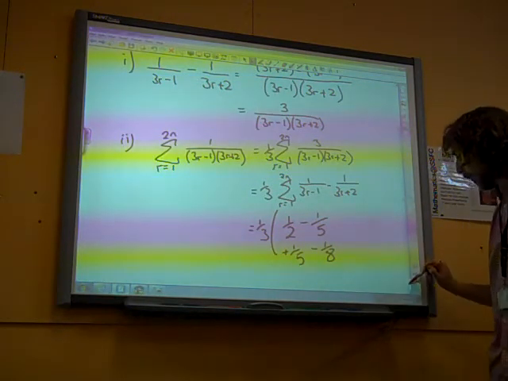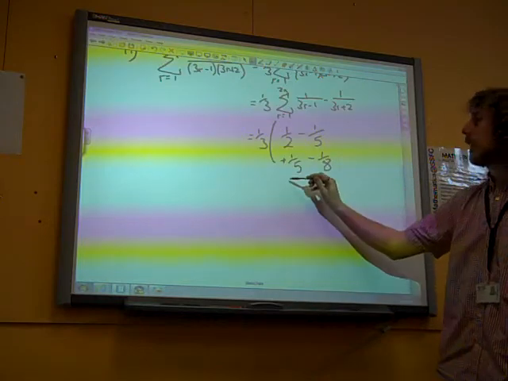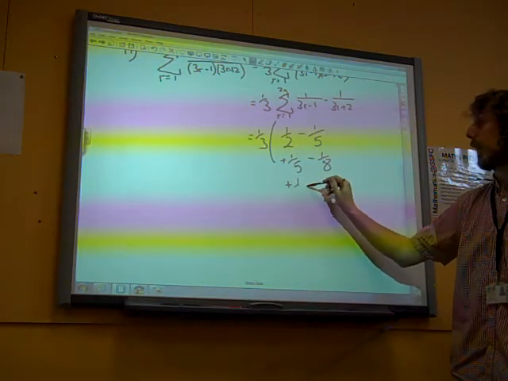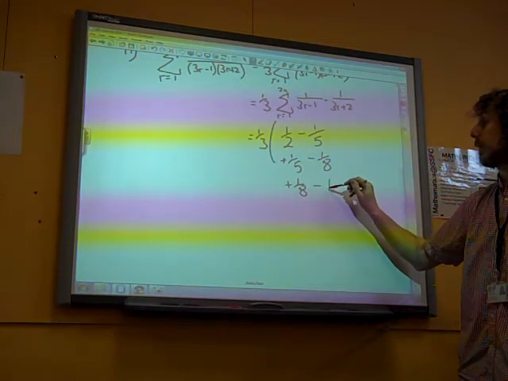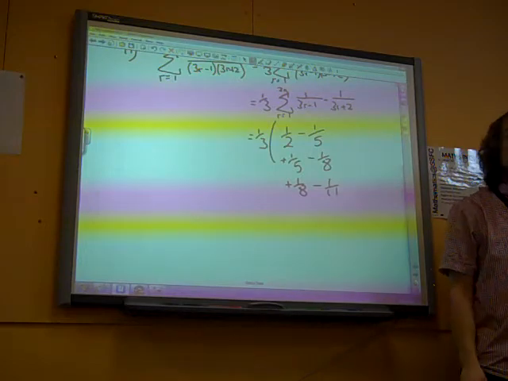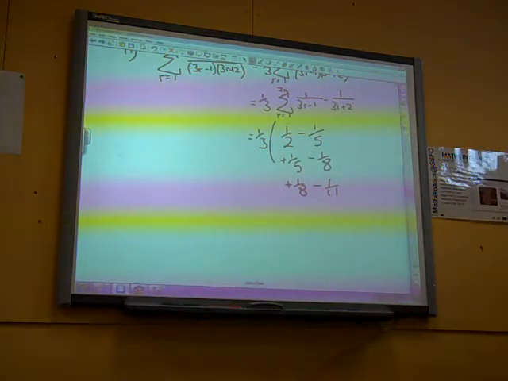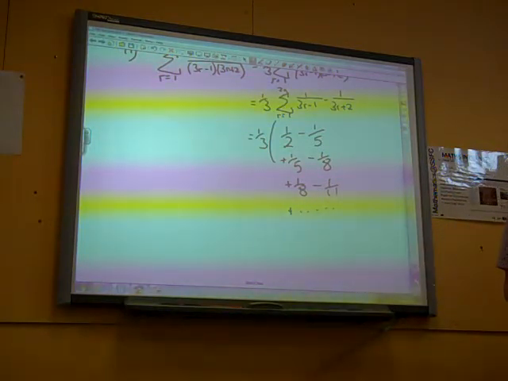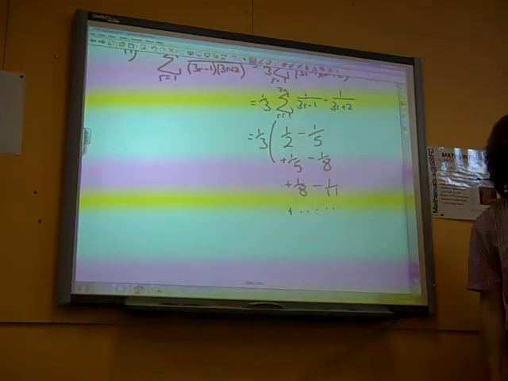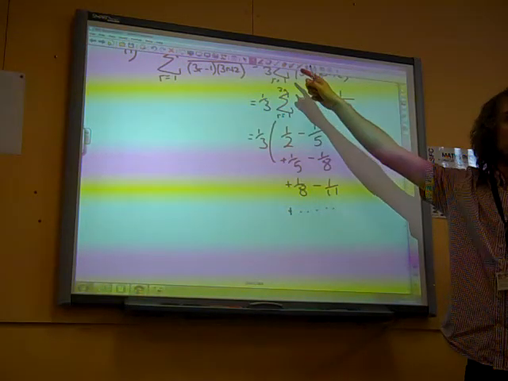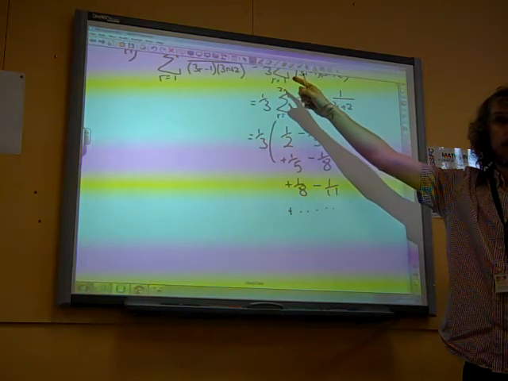And quickly now we spot what's going on. If r were 3, I would have 1 over 8 minus 1 over 11. That's probably enough for us to recognise what's happening with this. There would be lots more terms going on there. At the end of all of this, we wouldn't come to the nth term, we'd come to the 2nth term.